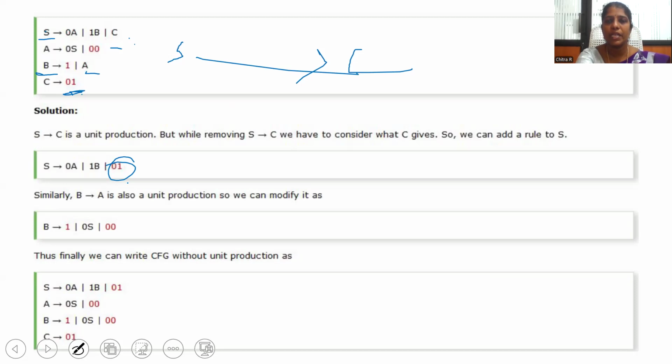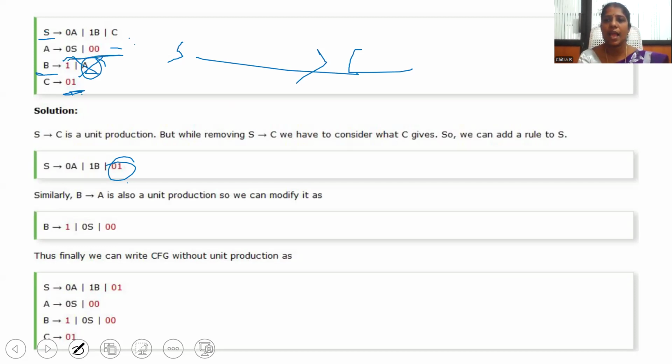In production B, there is a unit production. B tends to 1 slash B tends to A. B tends to A is the unit production. How can I eliminate it? I can replace this A, and instead of this A, I can place the right-hand side of the A variable. What is the right-hand side of the variable A?